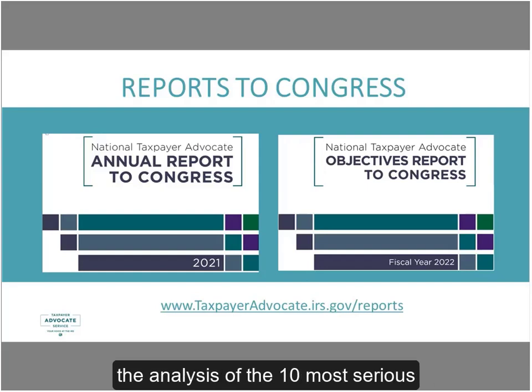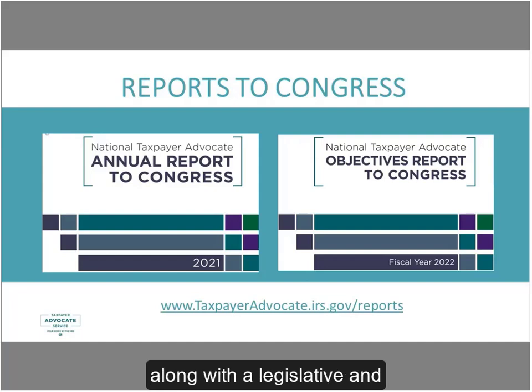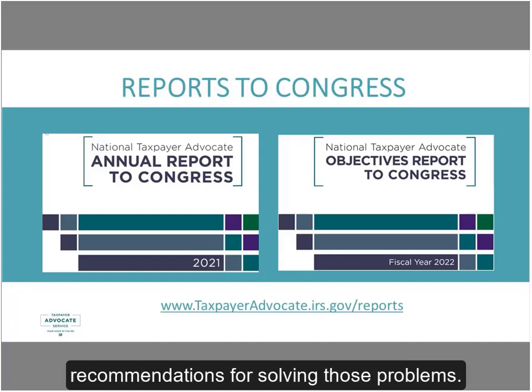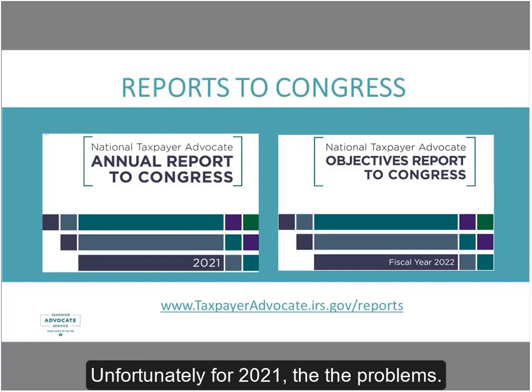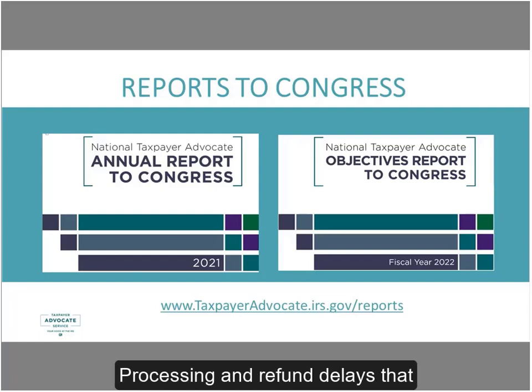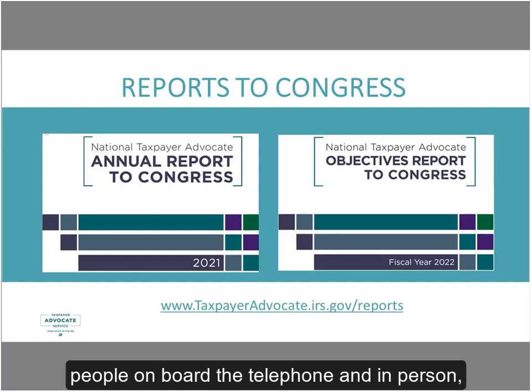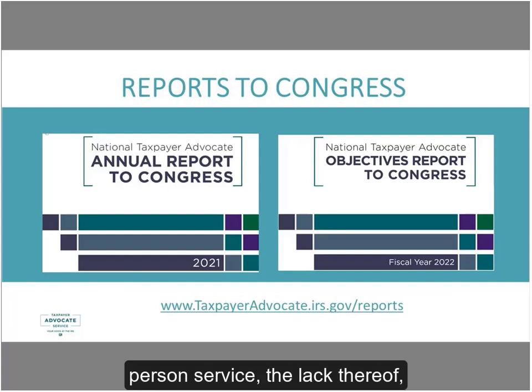The annual report to Congress includes the analysis of the 10 most serious problems encountered by taxpayers, along with legislative and administrative recommendations for solving those problems. Unfortunately for 2021, the problems were processing and refund delays that we're seeing, IRS recruitment, hiring and training, difficult to bring people on board, the telephone and in-person service, the lack thereof, transparency and clarity, filing season delays, online accounts or the lack of digital communications, e-file barriers, correspondence audits, and collection issues.